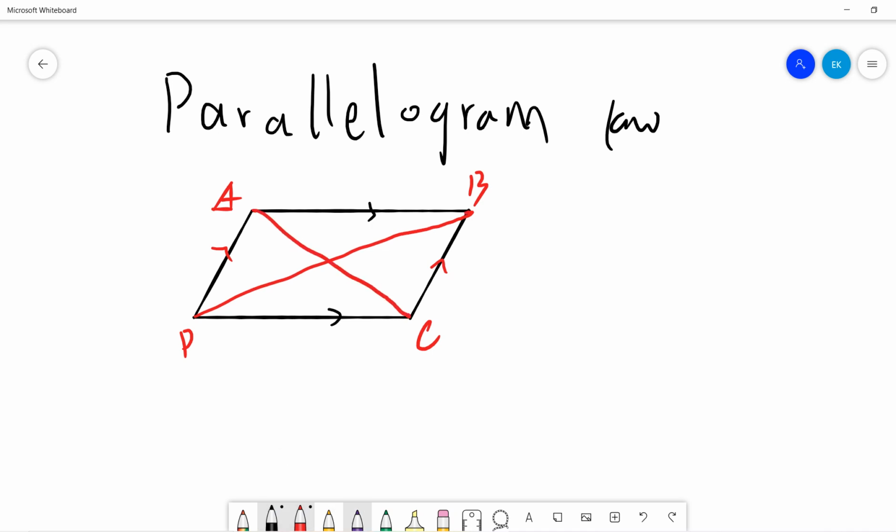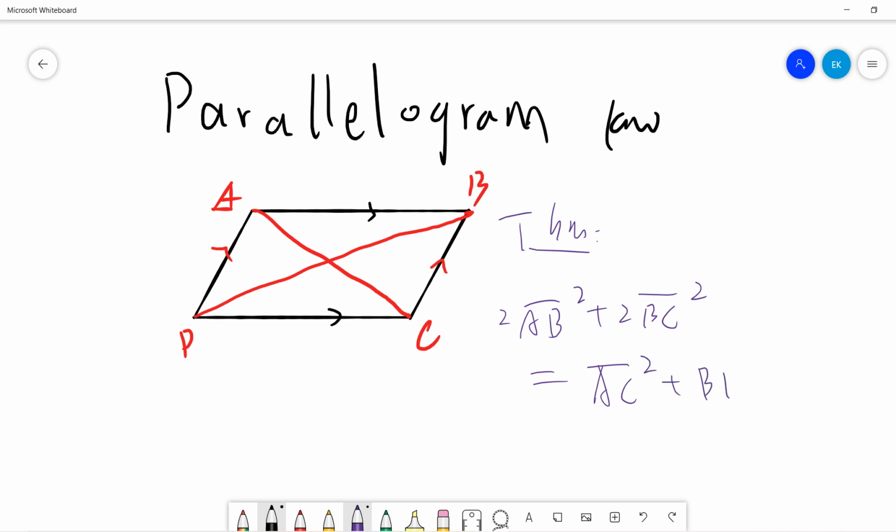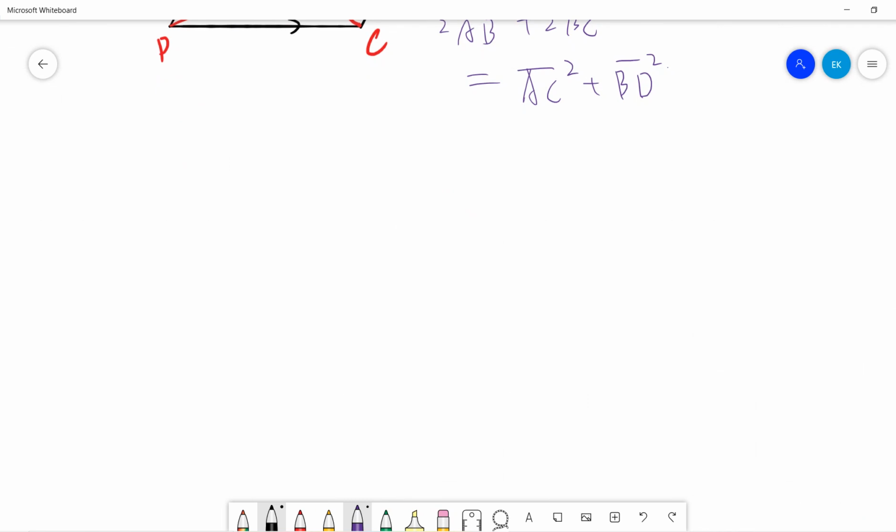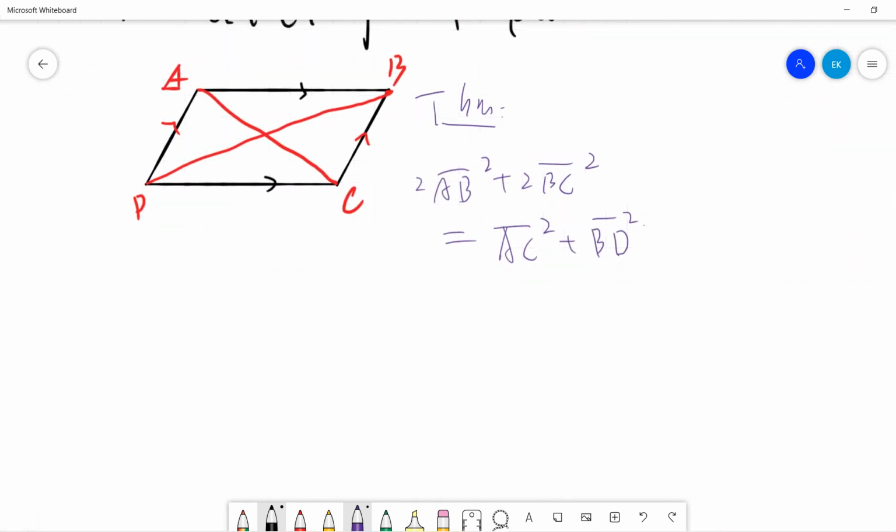So the theorem basically says 2AB squared plus 2BC squared equals AC squared plus BD squared. Or basically, if you square the four sides and sum them, it becomes the sum of the squares of the two diagonals. This theorem is very simple, so let's not waste time and quickly dive into the proof.